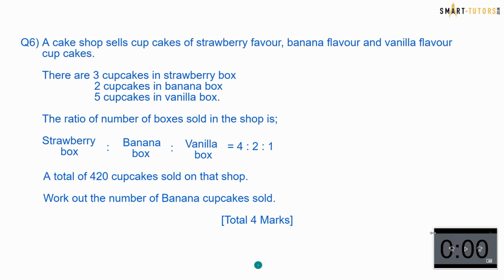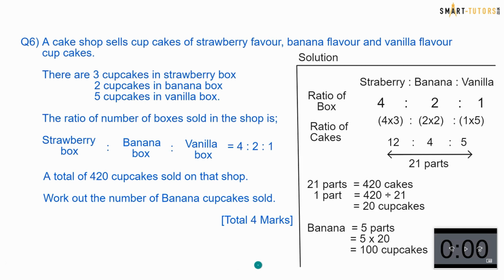I'll let the timer run, and this type of ratio question is coming more often now in the GCSE examination. Please practice this type of question, and I will give you 1 minute to try to get the answer for this question. Banana cakes is 100 cupcakes. So banana flavor is 100 cupcakes. That is the answer.